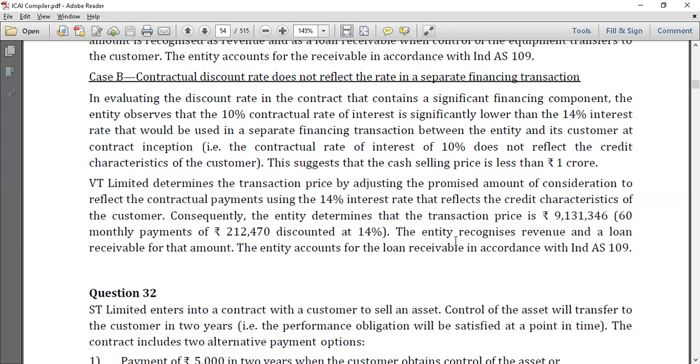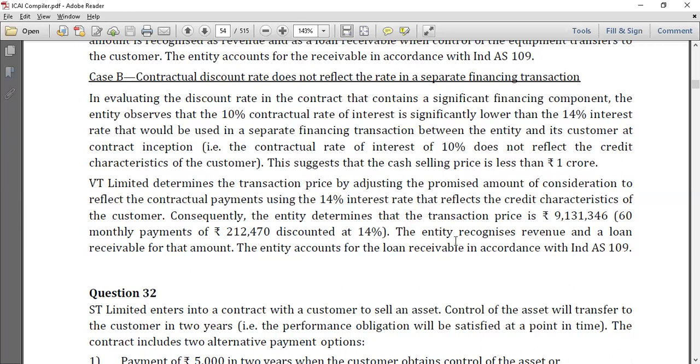See, what you have to write in the exam is, in evaluating the discount rate, as it is not the 10% contractual rate of interest, but it is higher than that, that is 14%. That would be a separate financing transaction between the entity and the customer at the contract inception. Here you can say that the contractual rate of interest of 10% does not reflect the credit characteristics of the customer. In the second case, 14% is reflecting the credit characteristics.